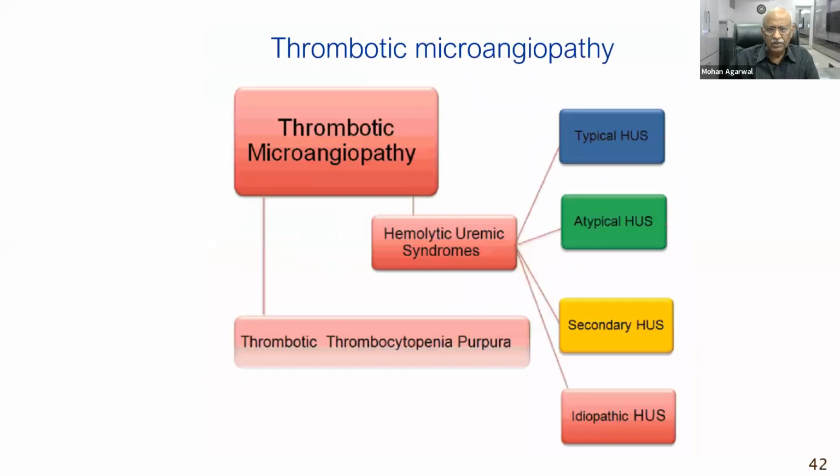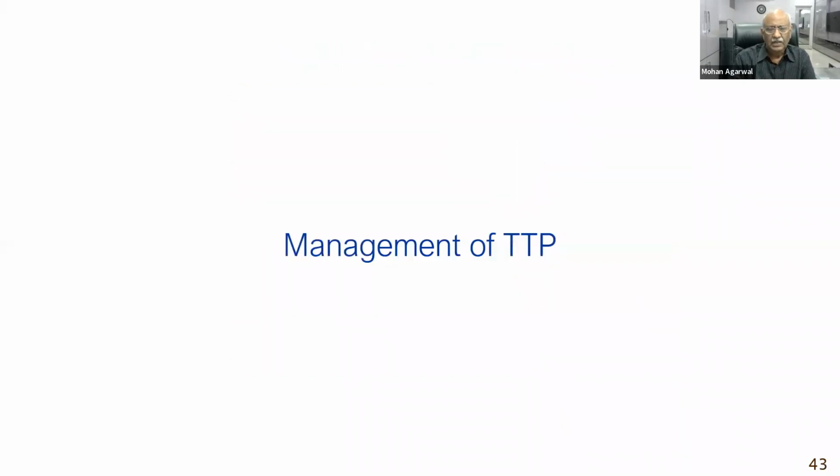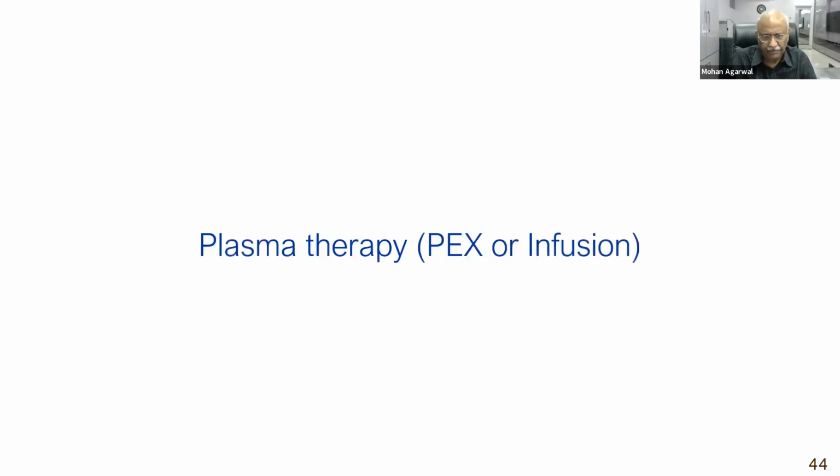Differential diagnosis of this entity is plenty, but basically thrombotic microangiopathy can occur due to hemolytic uremic syndrome. In children, there is typical HUS. In adults, there is atypical HUS. Then there are various causes of HUS or secondary HUS, and sometimes it can be idiopathic. And we are not discussing this entity, so we will not go into further details. The last part of my talk is related to the management of this entity.